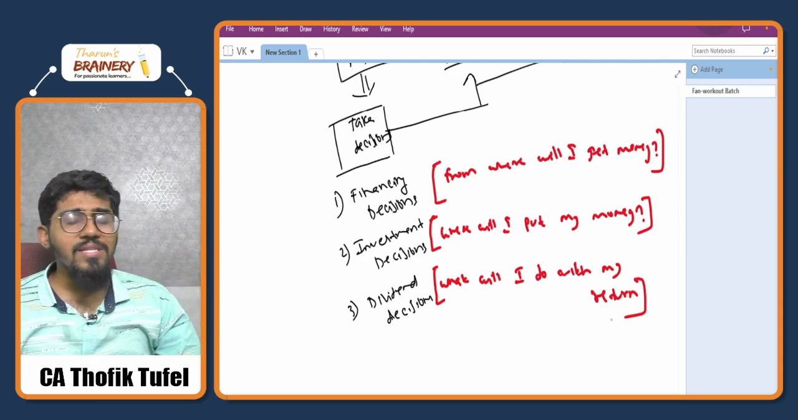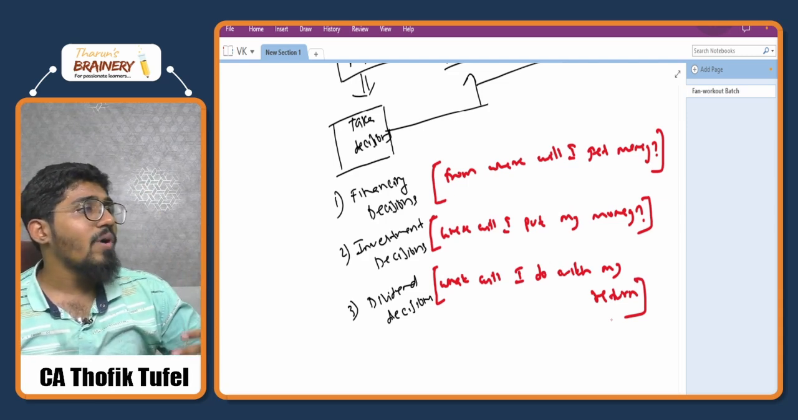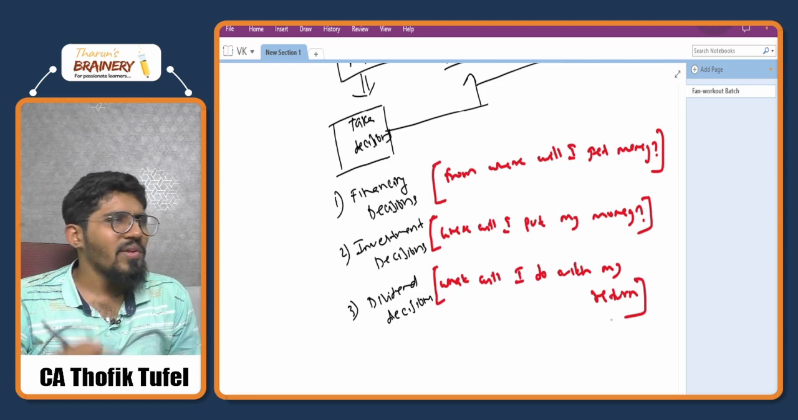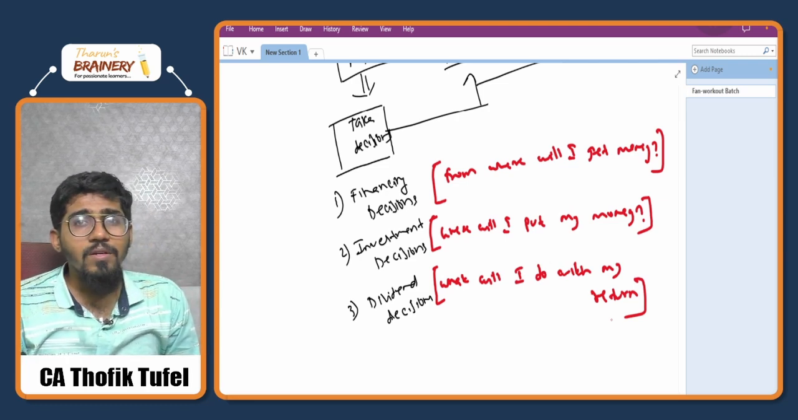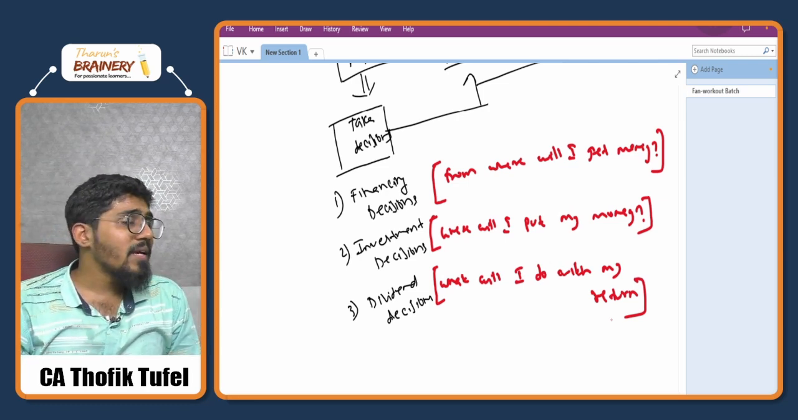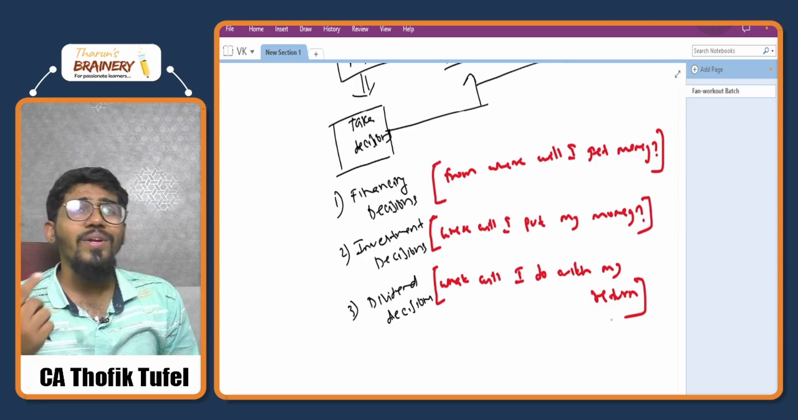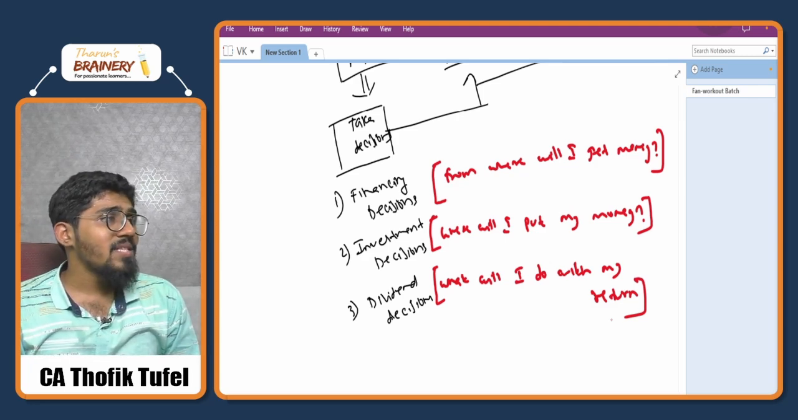Employee management. What is employee management? That is again an investment decision. Should you hire or not? Again an investment decision. Anything you take, sir. Should I open a branch or not? That is again an investment decision. Sir, should I take a loan or not? That is again a financing decision.